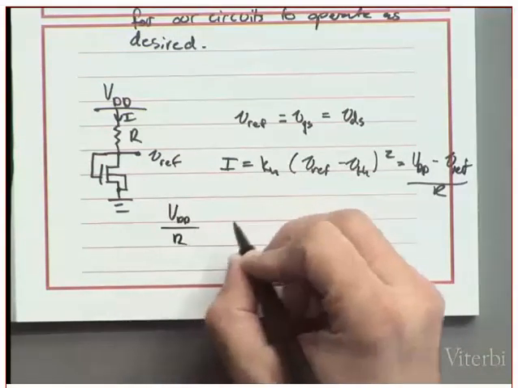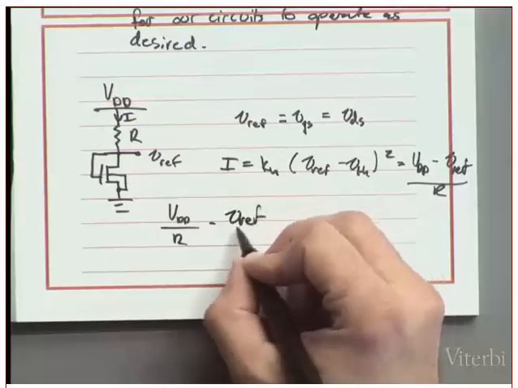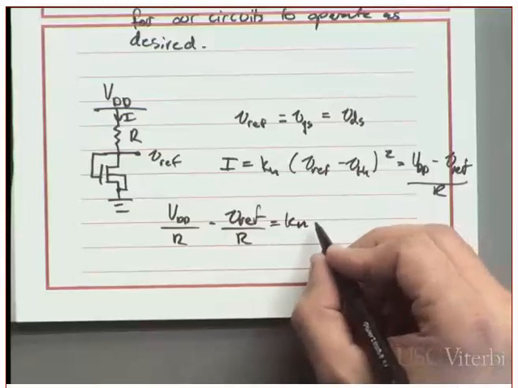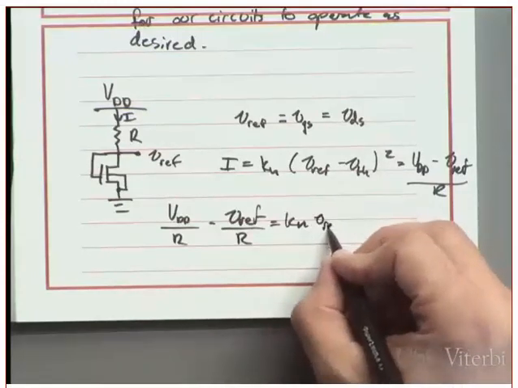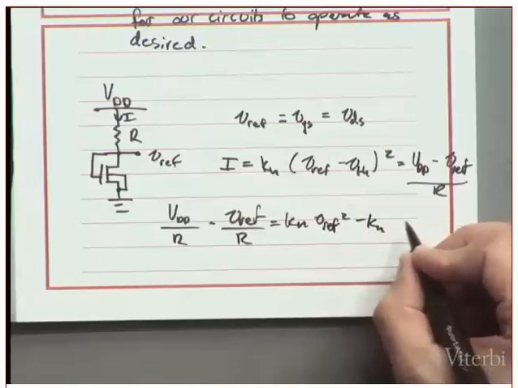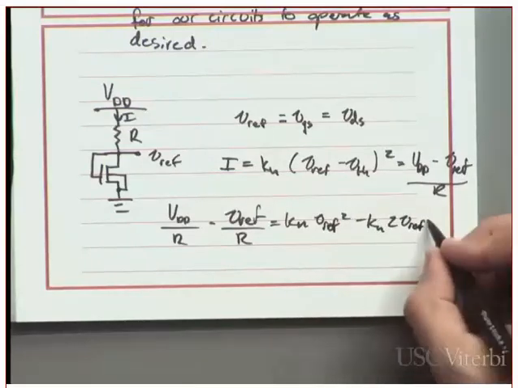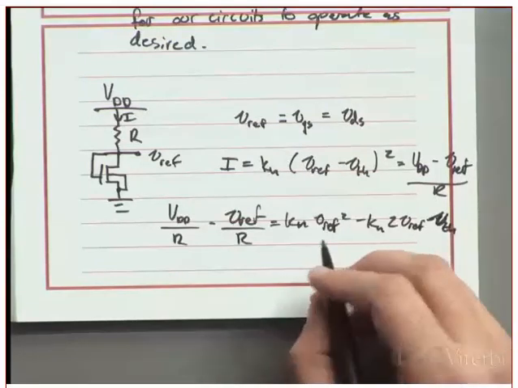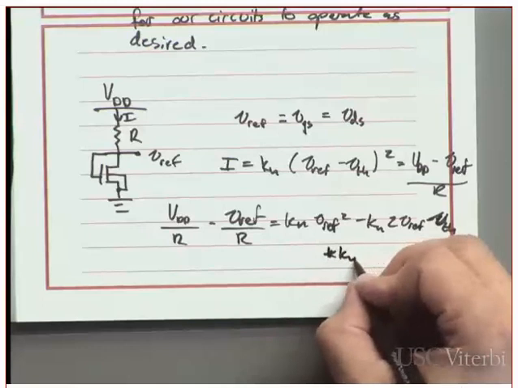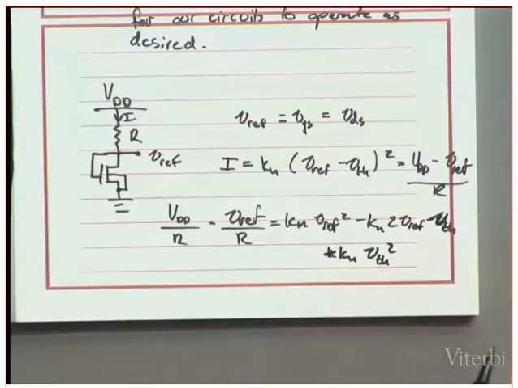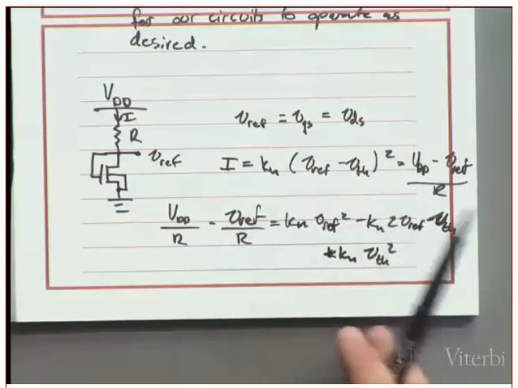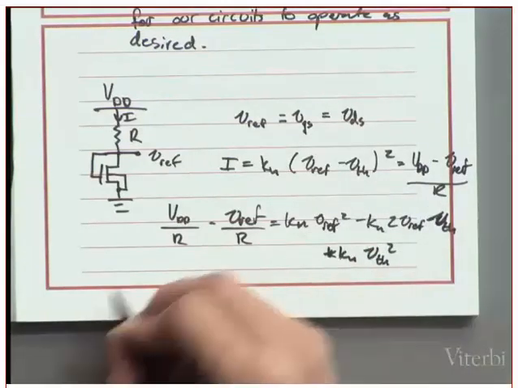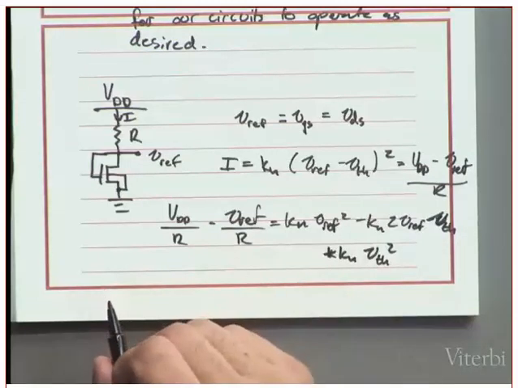So let me go ahead and do this thing really quick. I'm just going to split these off and then multiply out this thing. VREF squared. Oops, I'm sorry, it's not a minus. It's times VTH and plus KN VTH squared. So that's just multiplying this out and separating this into two separate fractions rather than a single fraction. And so, let's see, I'm just going to multiply by R and gather like terms.